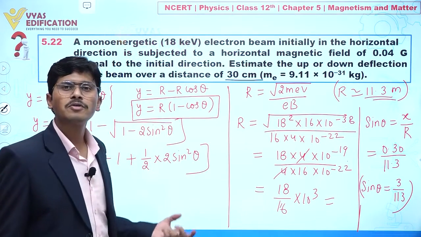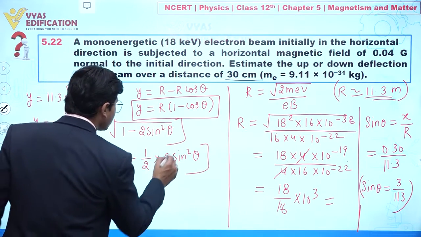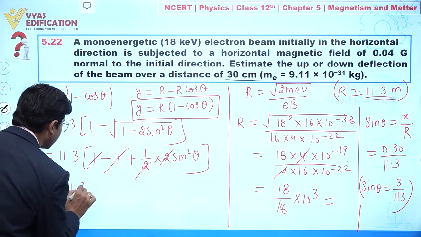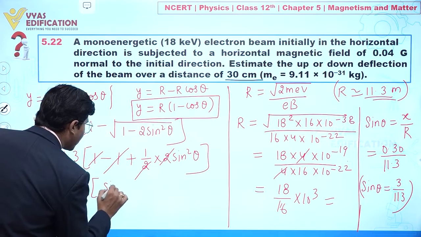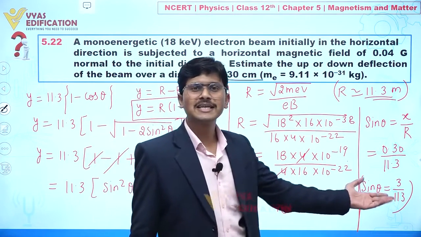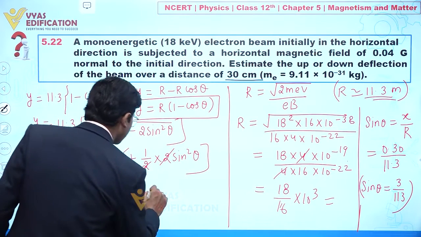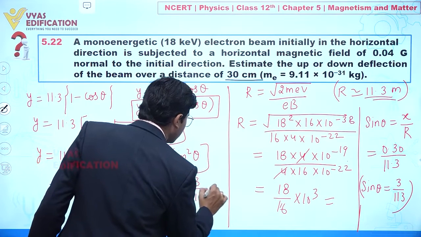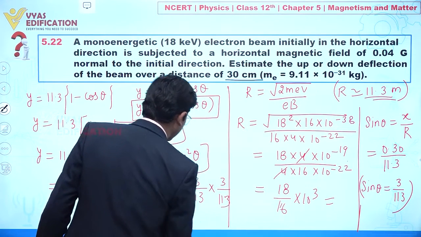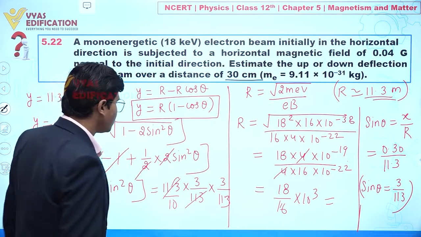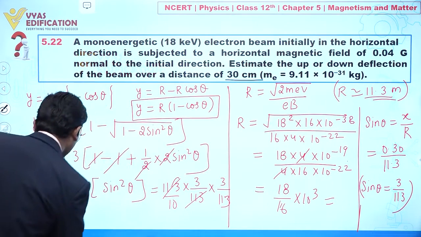Definitely, this value will come out to be very less than 1. Clear? So, 2 and 2 is cancelled out, 1 and 1 is also cancelled. So, from here I can say 11.3 multiply sine square theta. Clear? So, what is value of sine theta? 3 upon 113. So, 11.3 multiply 3 upon 113 multiply 3 upon 113. So, from here you can see this one and this one cancelled out. Yes or no? So, from here we are getting value y.